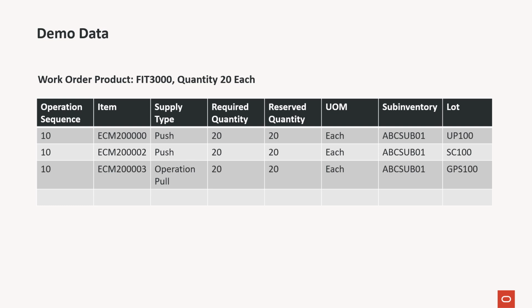The work order is created for the product FIT 3000 for quantity of 20 each. At operation sequence 10, there are 3 items. You can refer the following details for each of the operation items: supply type, required quantity, reserved quantity, unit of measure, sub-inventory, and the lot reserved.